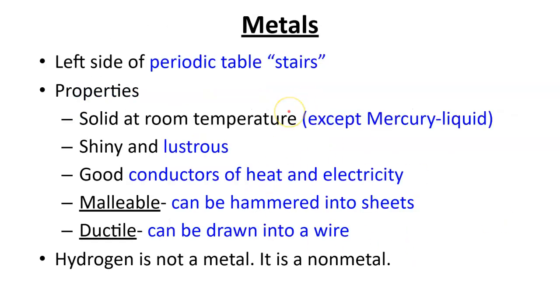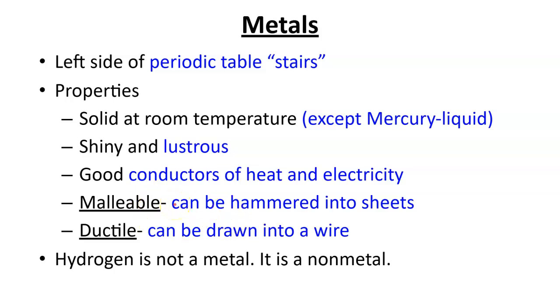Let's talk about these metals, which are on the left side of the stairs. So metals are solid at room temperature, except for one, mercury, which is a liquid. They're shiny, right? Think of a penny. Think of a piece of gold. Very shiny. Lustrous is the word to describe shiny. They're also good conductors of heat and electricity. Copper is used in electrical wiring to conduct electricity. It's also sometimes used to conduct heat.